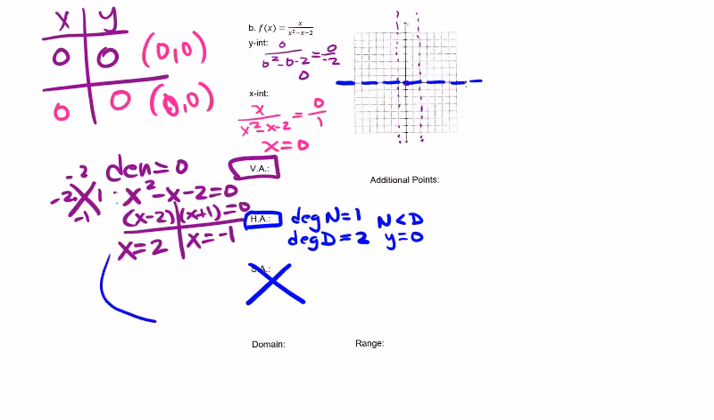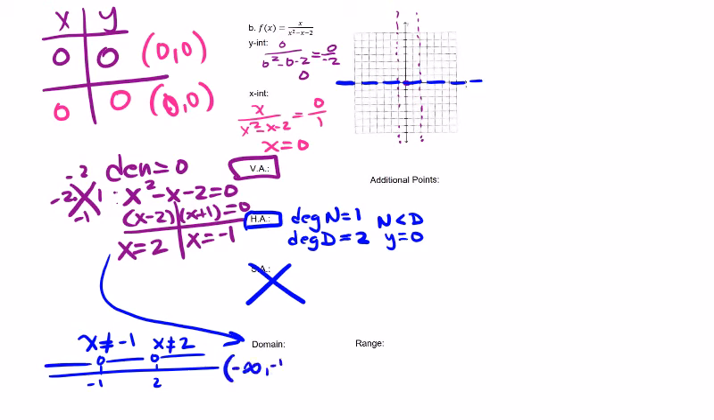The domain is created exactly from the vertical asymptotes. X does not equal -1 and X does not equal +2. So just an easy way to show it, -1, +2, open circles in those locations, but everything else works. So that means our domain is -infinity to -1, union -1 to 2, union 2 to infinity. That is your domain. We still need to calculate what our range is, but in order to do that, we're going to have to calculate additional points.